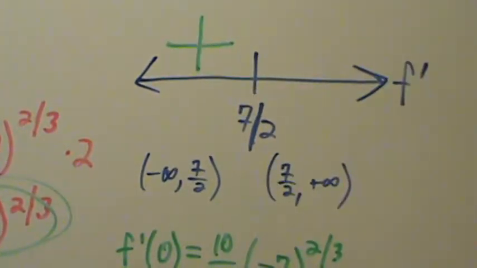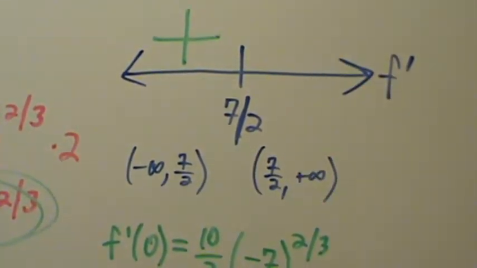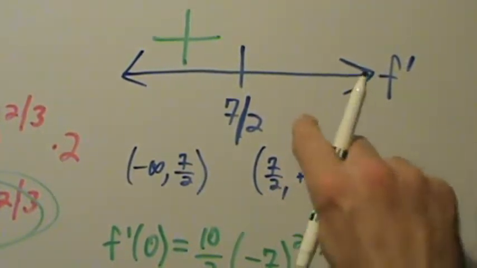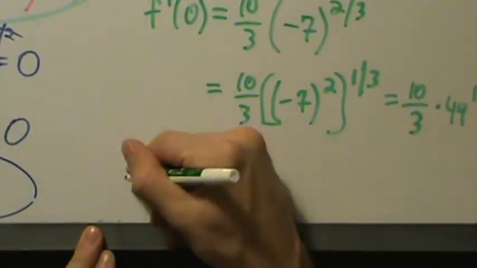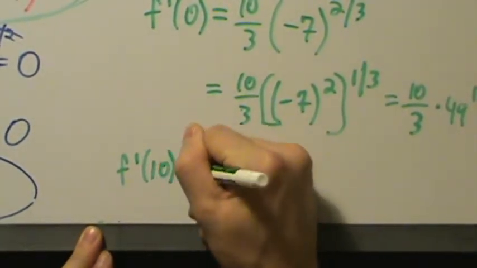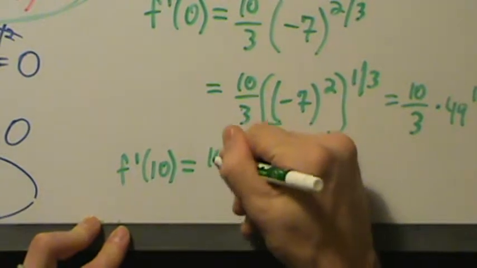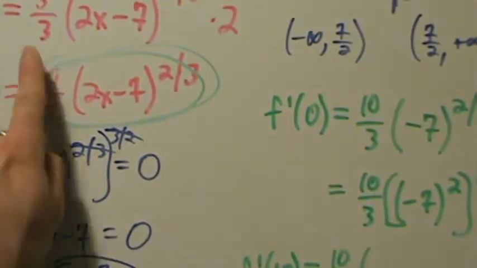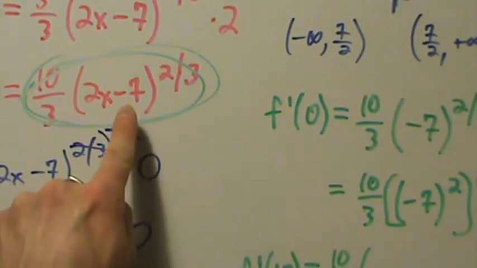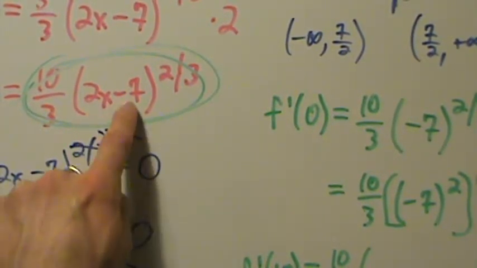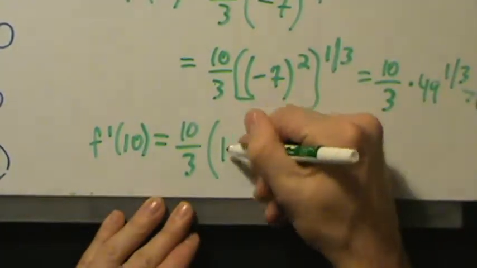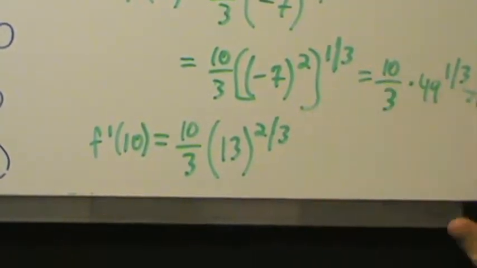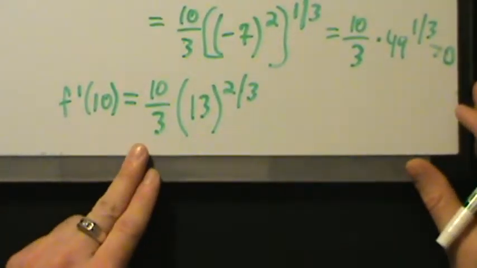Okay. Now what about this interval over here? Let's pick 10. Remember 7 halves is exactly 3.5. So we'll just pick 10 from this interval. So f prime of 10 equals 10/3 times the quantity 2 times 10 minus 7. Okay, so 2 times 10 is 20, minus 7 is 13. So this is 13 to the 2/3. Okay, so we don't really have to simplify this anymore.